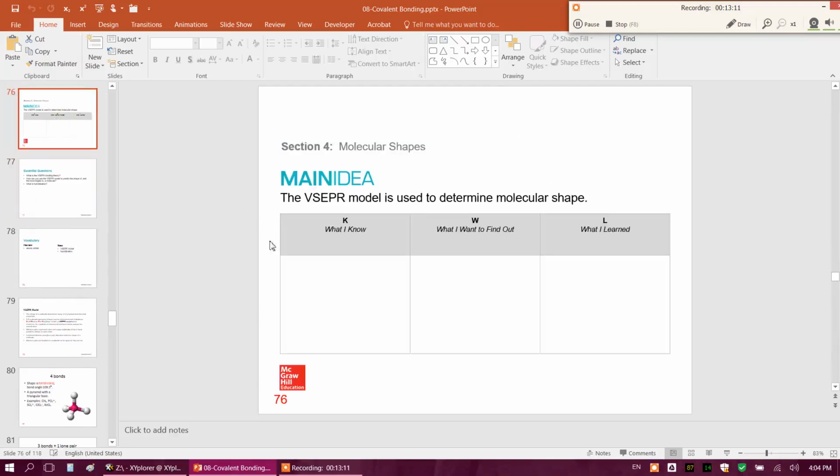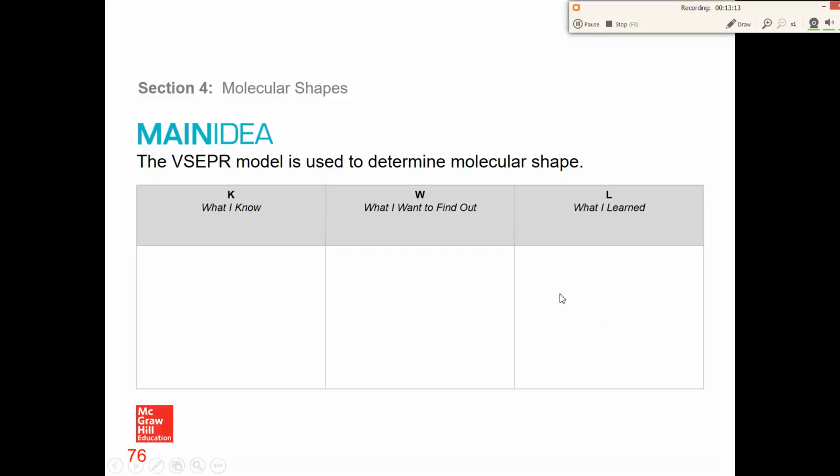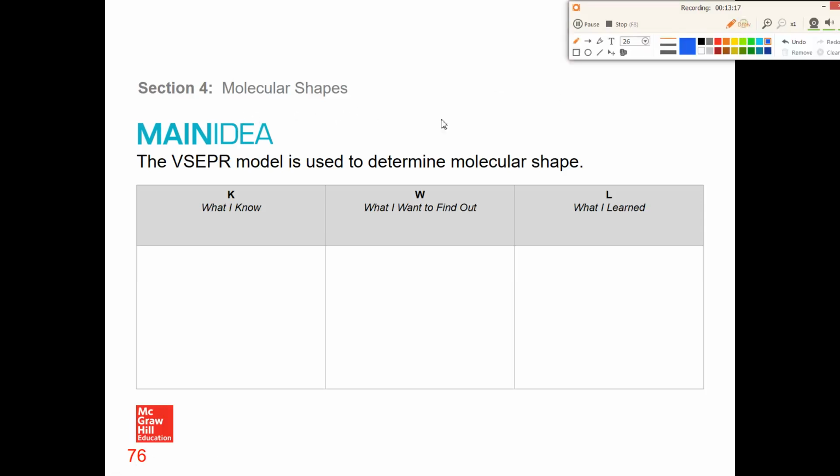So then let's move on to the next section, molecular shapes. Molecular shapes really depend on the electron dot diagram. So if you still have problems with section 3, you really need to review the section 3 notes and the video.